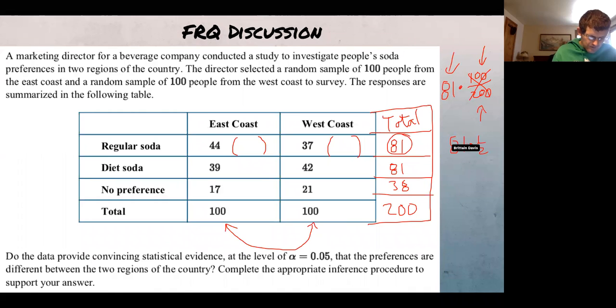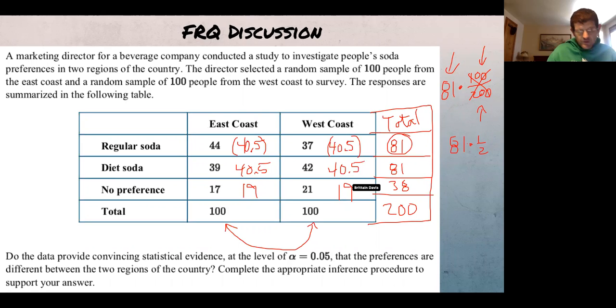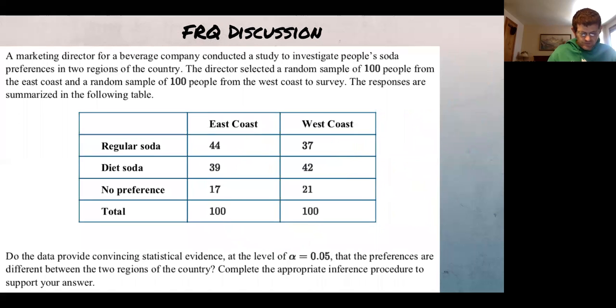When you have the same number in each column, it works out really nicely where we can just divide it by 2. So that's 40.5. This is 40.5. This is going to be 40.5, and so on. So we can come up with our answers pretty quickly here, 19 and 19. So those are the expected counts. We can now go into our calculator and run this, and pretty straightforward.